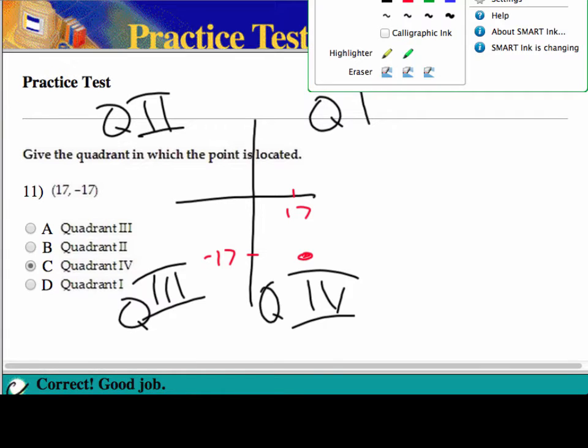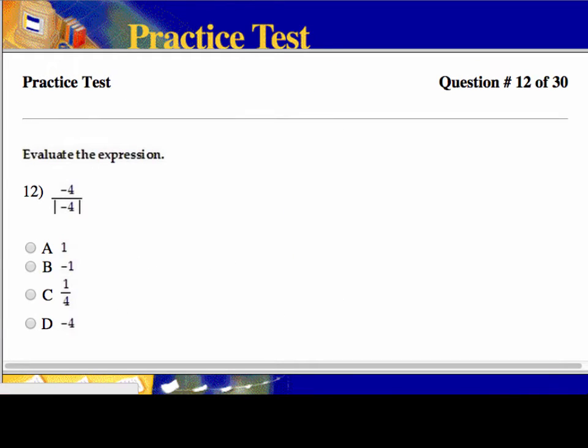What's hilarious is you guys are like, this is so easy. Here we go. All right, what's this?